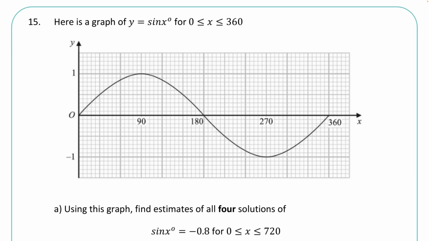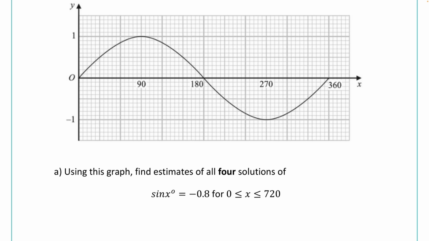Now this graph shows the sin graph between 0 and 360. It says using this graph, find estimates of all four solutions of sin x is equal to minus 0.8 for 0 to 720. Now this graph doesn't extend to 720, but we'll talk about that once we've found our first two solutions for where sin x is equal to minus 0.8.